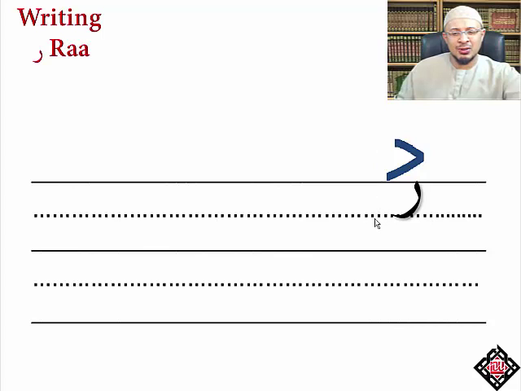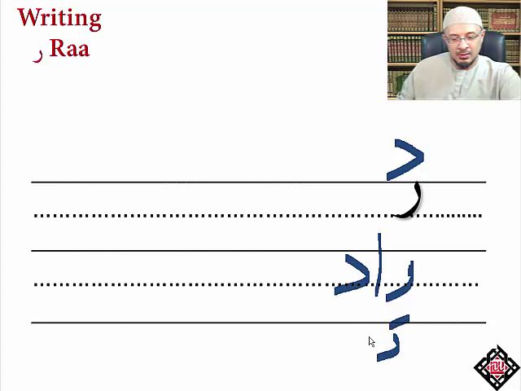And Dal and Ra share characteristics in that there is no letter which can connect after, but there can be connection before. So it's identical in that respect. Okay, for example, you have the word Rod or Raib, which means doubt. Raib. So here we see the Ra cannot connect to the Ya.